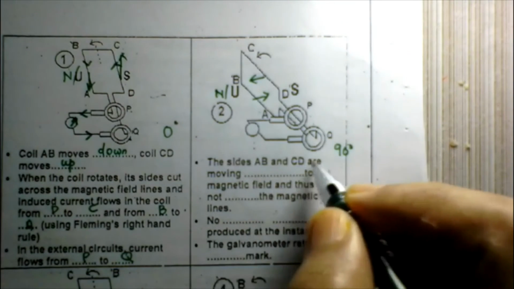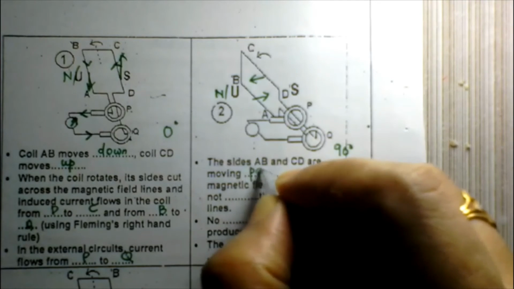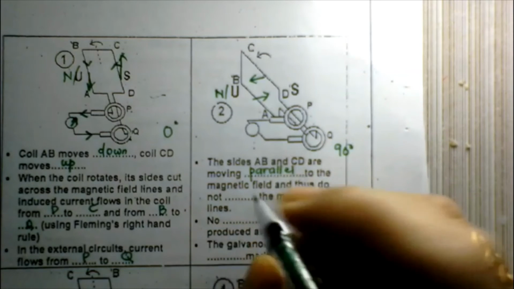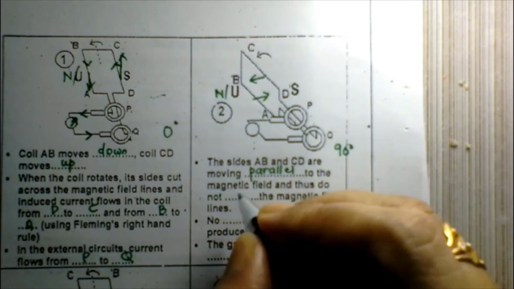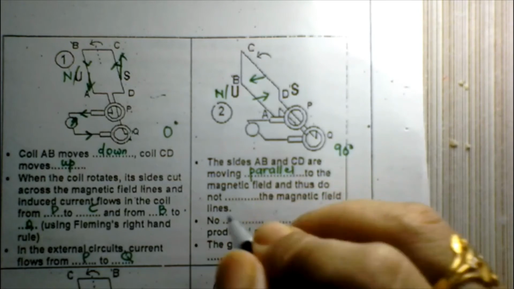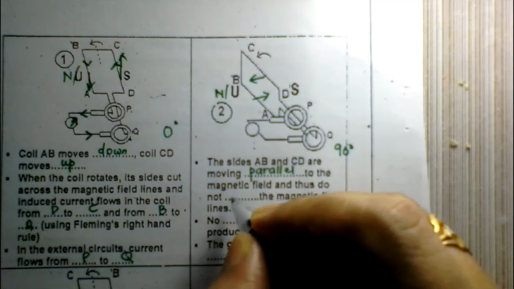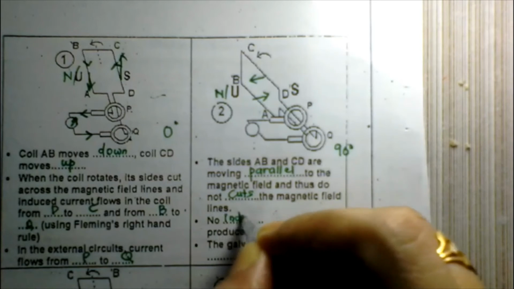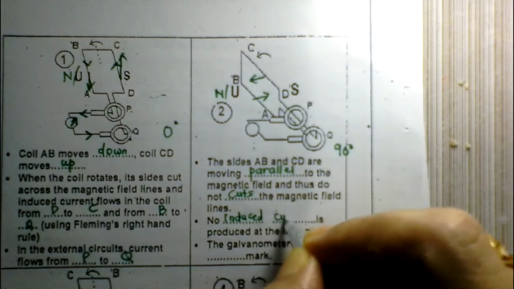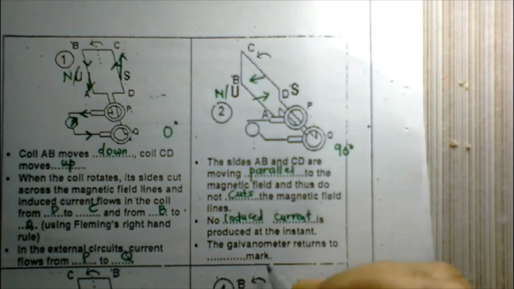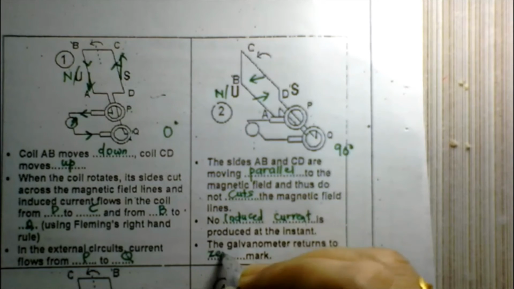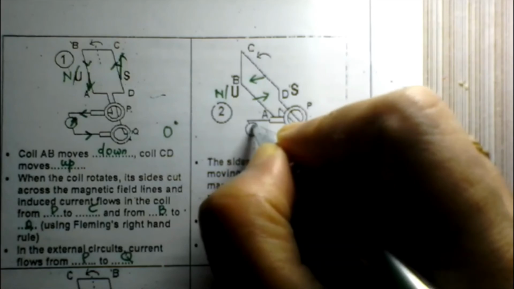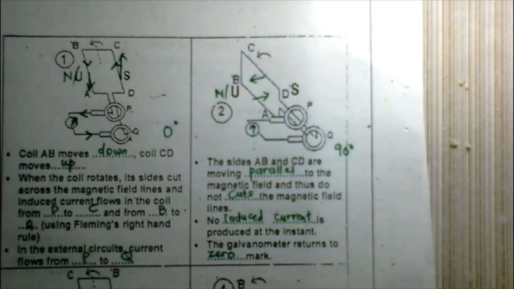Okay, so side AB and CD are moving parallel. Parallel means cannot cut. Like when you use a knife to cut something, you must place it at an angle. Maximum is 90 degrees. If parallel, you are not able to cut things, so the coil does not cut magnetic field lines. No induced current is produced at the instant. So the reading returns to the zero mark. Center zero, no reading, zero.